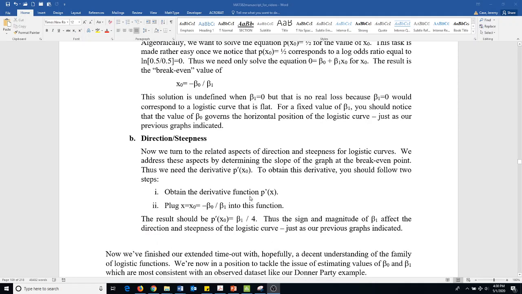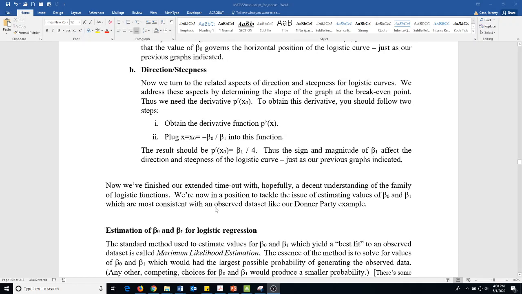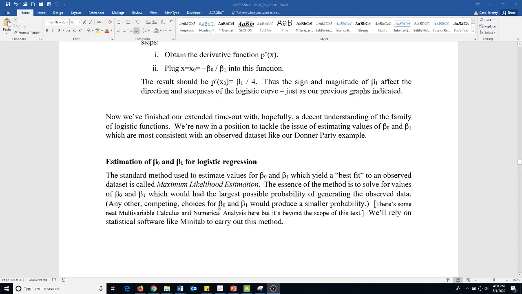In the direction of steepness, we went through this problem again. We found out that beta 1 divided by 4 is the derivative, and that's the steepness of the curve. And now we've finished with a decent understanding of the family of logistic curves. We should now be able to tackle some things.